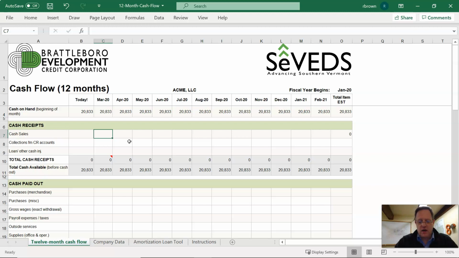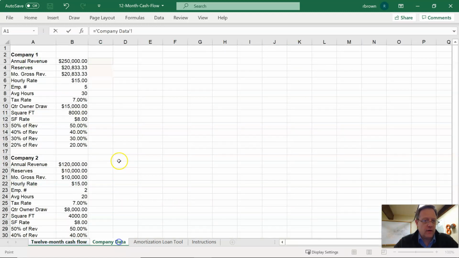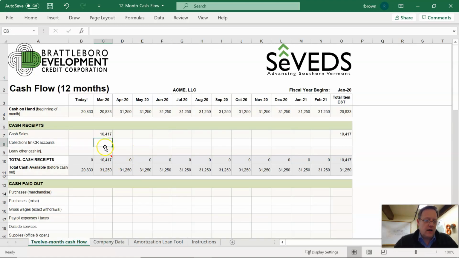Cash sales. This coronavirus, the COVID-19 incident, started to happen and really hit us in March. So I'm going to say that the sales, the gross revenues, we were impacted by about 50%. So I'm going to take the gross monthly revenue and say that there is a 50% revenue loss. Okay.